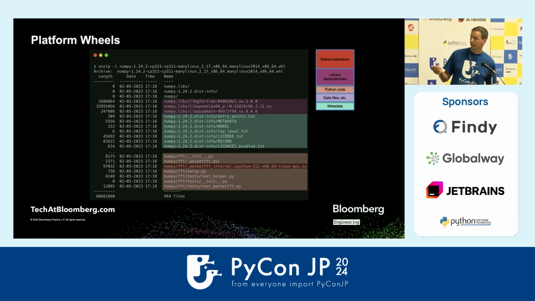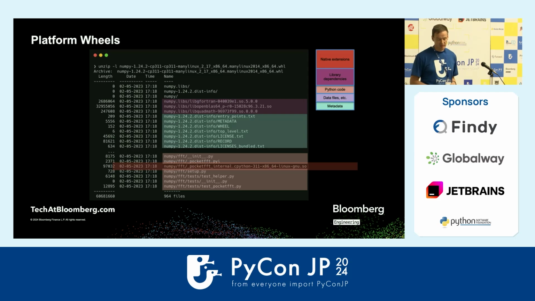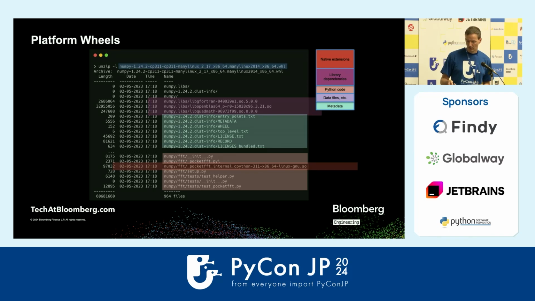So again, we have Python files. I'm not sure how well the colors are visible on the projector, but down there we see a bunch of Python files. Then we have, again, metadata. But now we also have an extension here. And that extension, as you can see from the name, is built specifically for CPython version 3.11, Linux 64-bit. This is what makes it a platform wheel. It's specific to that platform. And then we can also see up there a few, oops, sorry.